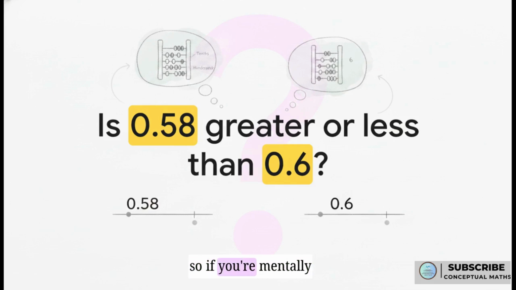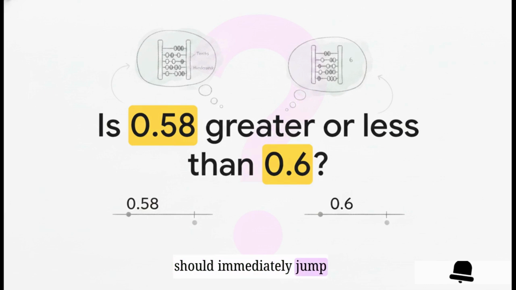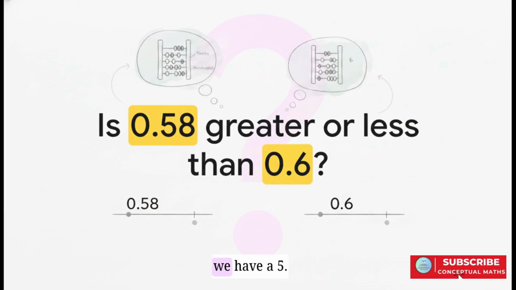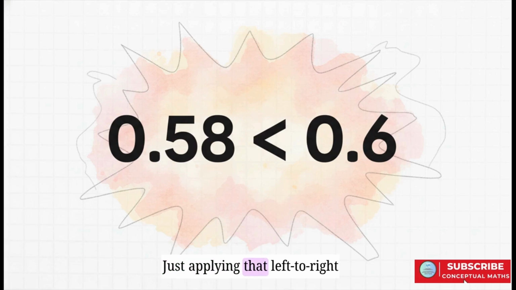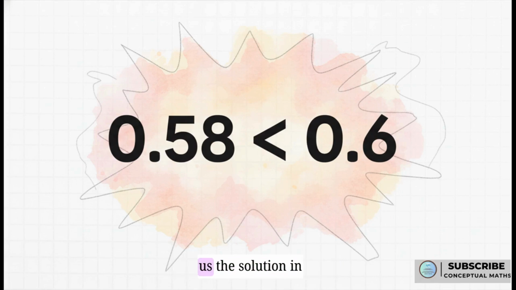Okay, so if you're mentally running through the columns, you know the ones are both 0. So your brain should immediately jump to the tenths column. In the first number, we have a 5. In the second number, we have a 6. And boom, 0.58 is less than 0.6. Just applying that left to right place value rule gave us the solution in a fraction of a second.